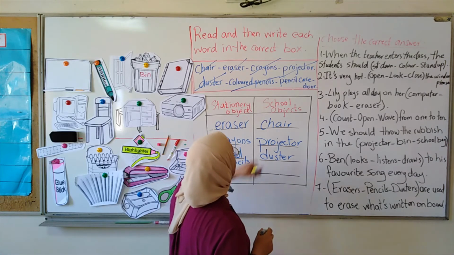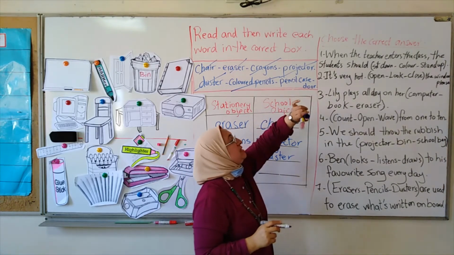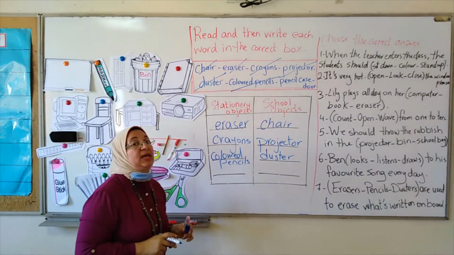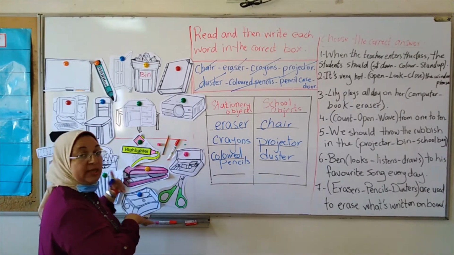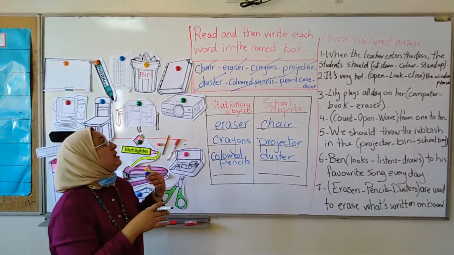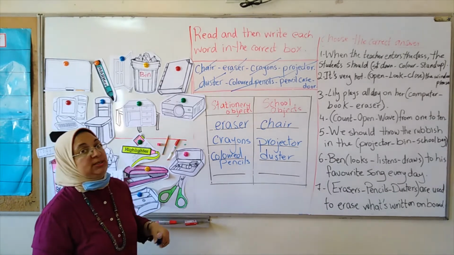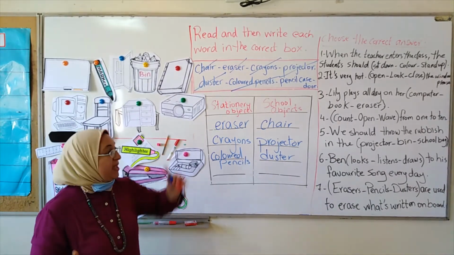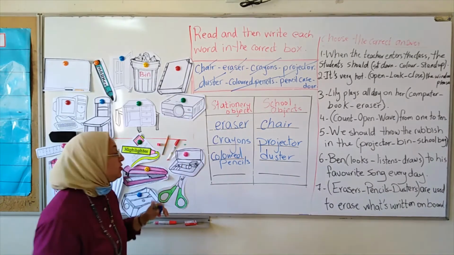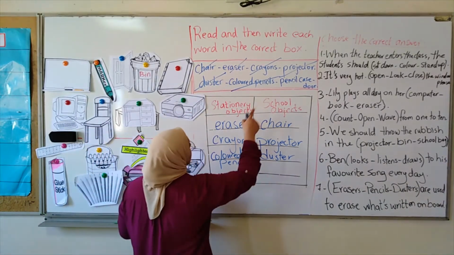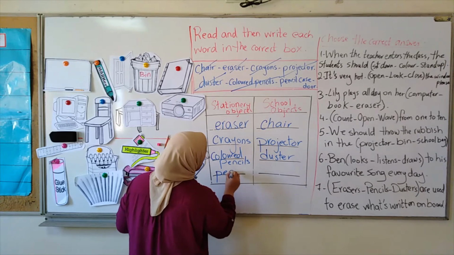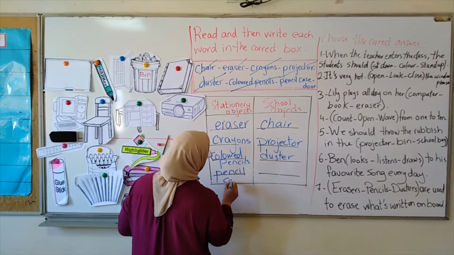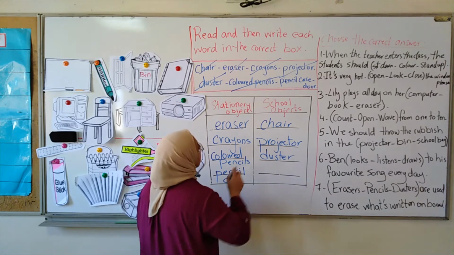Okay. Then I have pencil case. We said the pencil case and everything inside it is a stationary object, because I put my pencil case inside my bag. When I go home, I take it again. So I'm going to write it here in the stationary objects. So let's write here pencil case. Okay, let's cross it out.